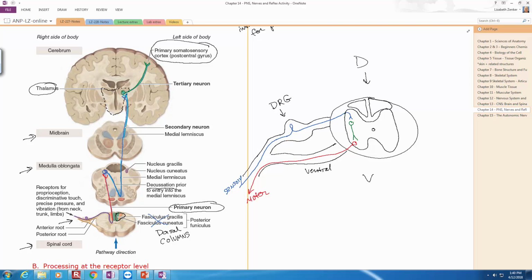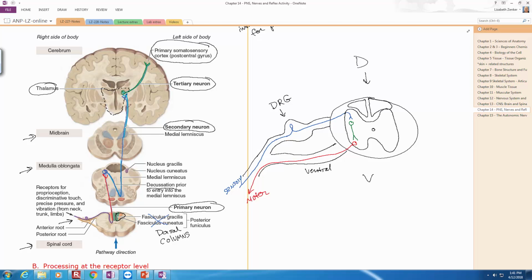Maybe not. All right. So the interneuron is what they're calling the secondary neuron right here. That synapses in the thalamus, and that's going to synapse with another neuron, which is your tertiary neuron, is what they're saying here in the picture. The tertiary neuron is the one that then will go to the primary somatosensory cortex, right?